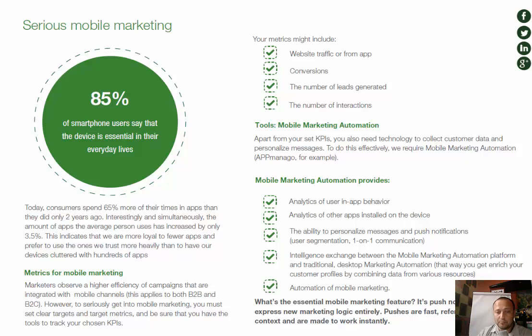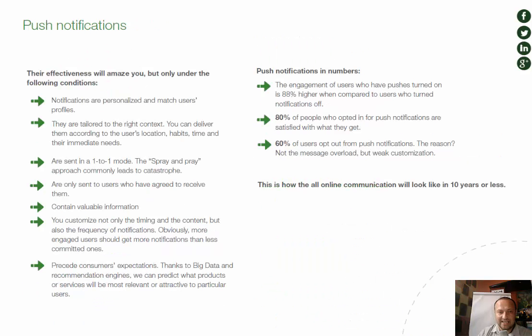Automation of mobile marketing. What's the essential mobile marketing feature? It's push notifications that express new marketing logic entirely. Pushes are fast, refer to non-specific context, and are made to work instantly, right away. About push notifications, their effectiveness will amaze you, but only under the following conditions. Notifications are personalized and match users' profiles. They are tailored to the right context.